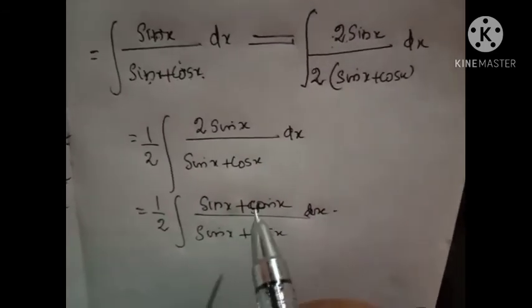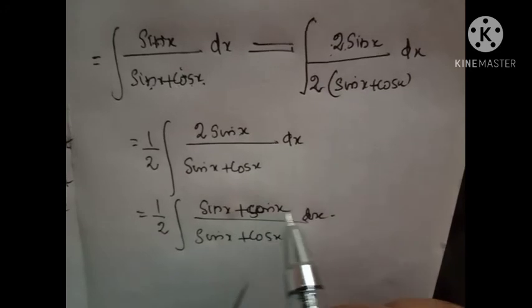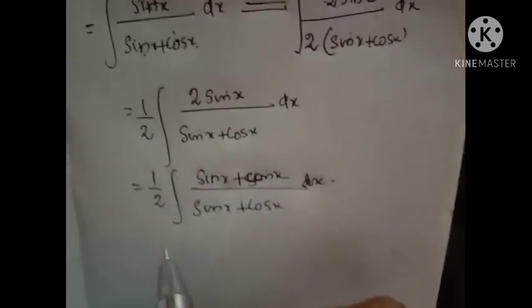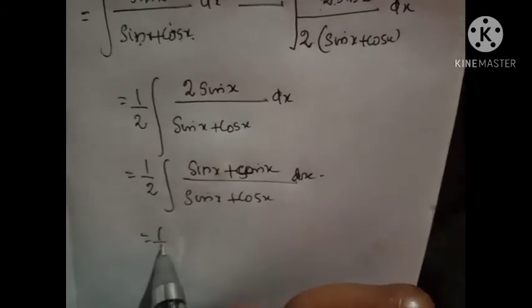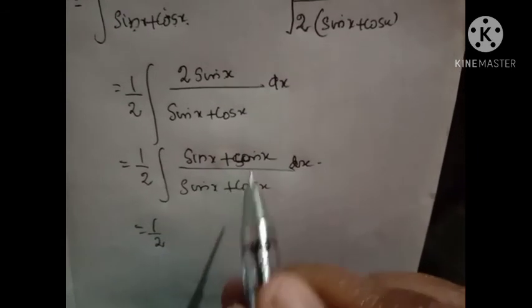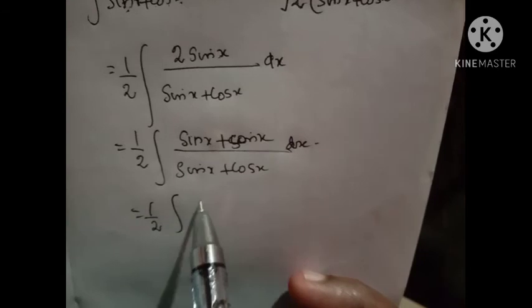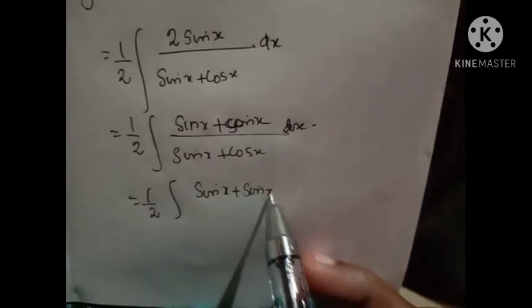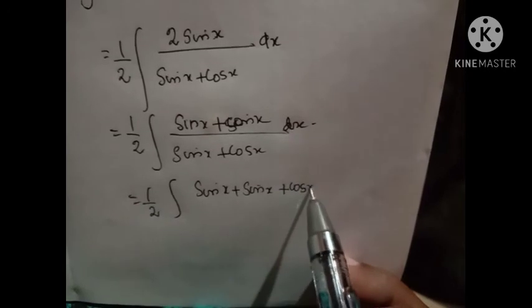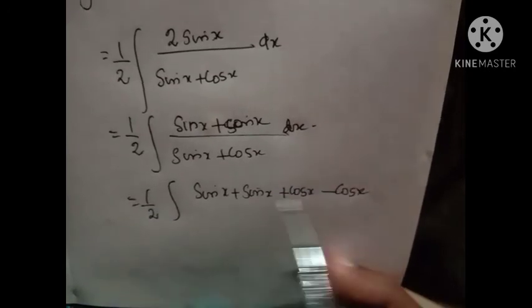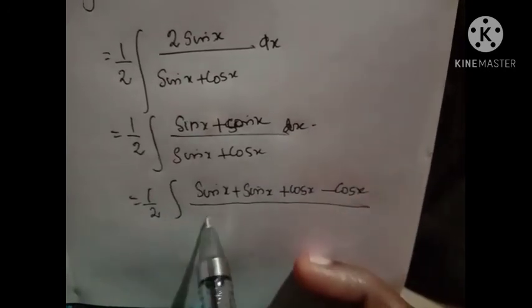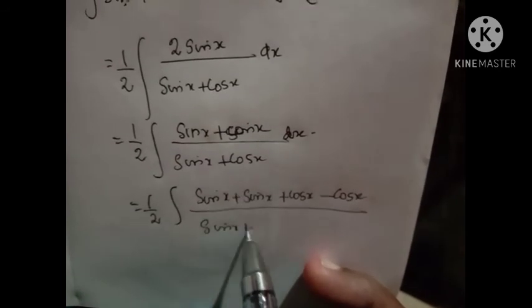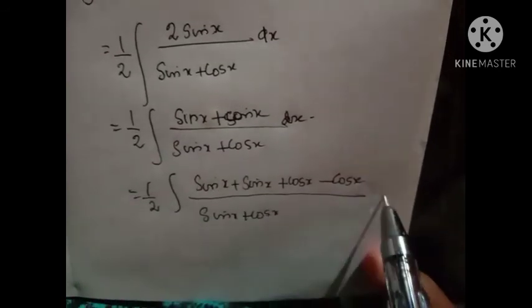Again we need a cos x term. So in the numerator, listen, we are going to add and subtract a cos x term. So this becomes half into integral (sin x plus cos x minus cos x) divided by (sin x plus cos x) dx.